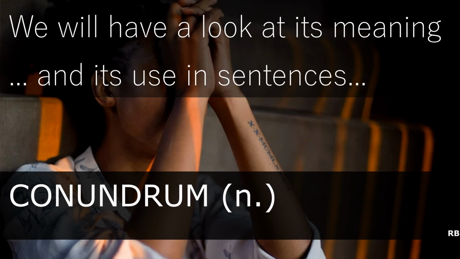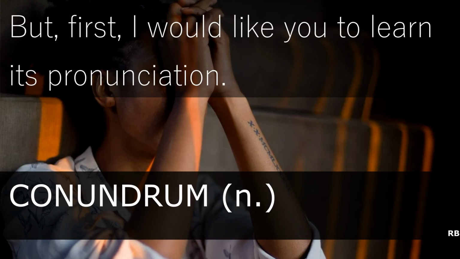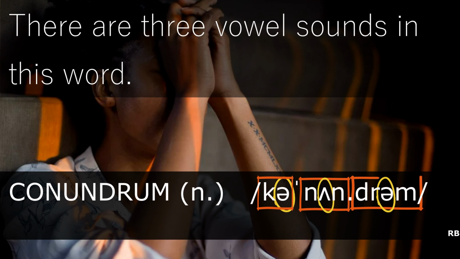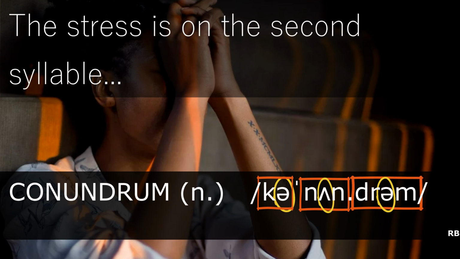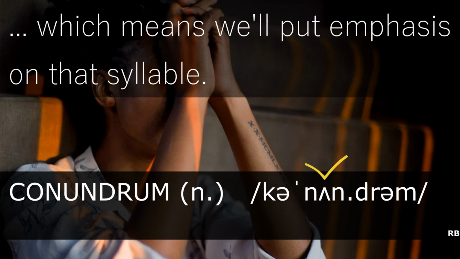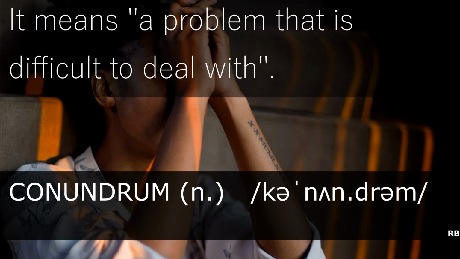We will have a look at its meaning and its use in sentences, but first I would like you to learn its pronunciation. There are three vowel sounds in this word: a, a, a. Conundrum. The stress is on the second syllable, which means we'll put emphasis on that syllable. Conundrum, conundrum. It means a problem that is difficult to deal with.